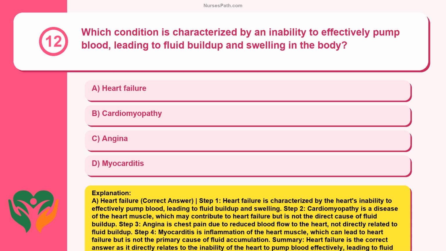Step 2. Cardiomyopathy is a disease of the heart muscle, which may contribute to heart failure but is not the direct cause of fluid buildup. Step 3. Angina is chest pain due to reduced blood flow to the heart, not directly related to fluid buildup. Step 4. Myocarditis is inflammation of the heart muscle, which can lead to heart failure but is not the primary cause of fluid accumulation. Summary: heart failure is the correct answer as it directly relates to the inability of the heart to pump blood effectively, leading to fluid accumulation. Cardiomyopathy, angina, and myocarditis are related to heart health but do not directly cause fluid buildup in the body.